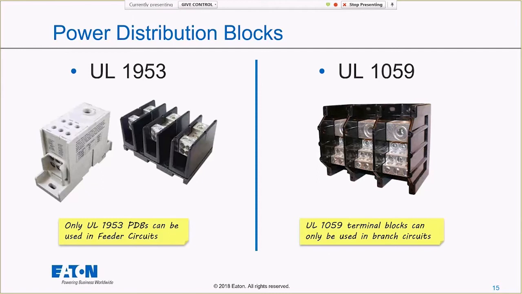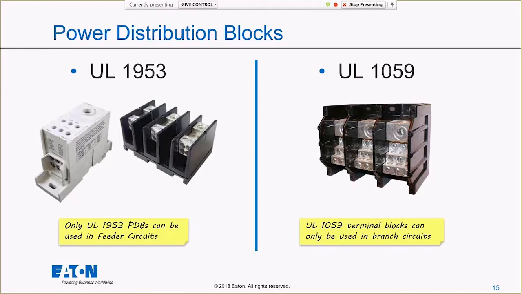If you look on the side of a UL 1059, you see UL recognized. So this is actually only UL recognized because it is only permitted to be used in branch circuits. So the primary use for a 1059 terminal block is when you have group motor. So maybe you have one overcurrent protective device, a power distribution block, and then that goes to all of your motor controllers. That's one of the proper applications of a 1059.